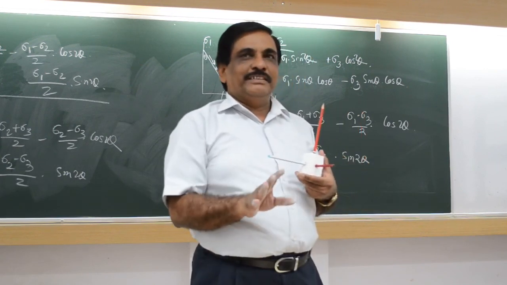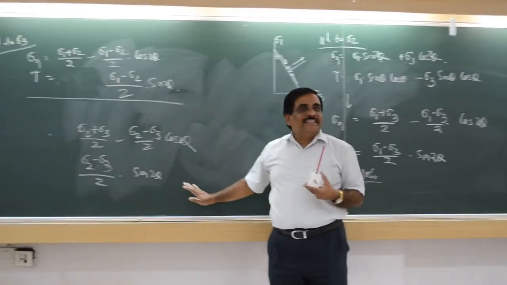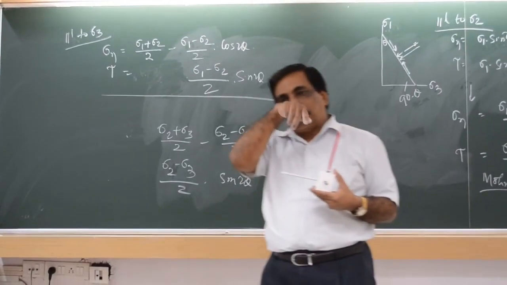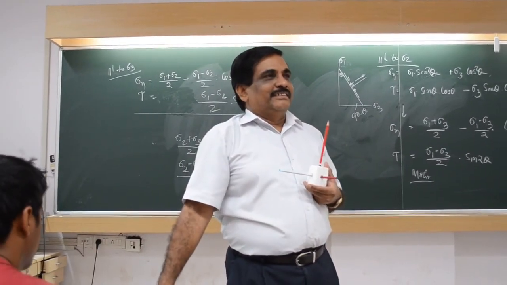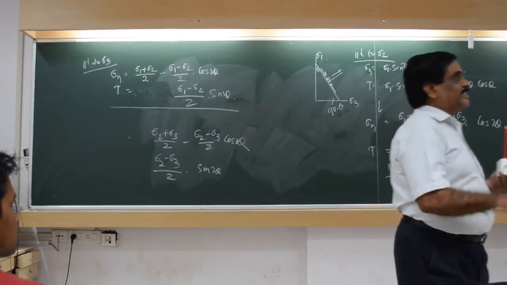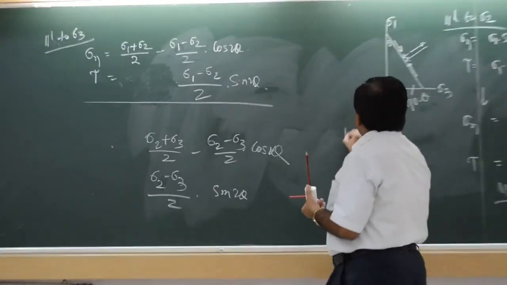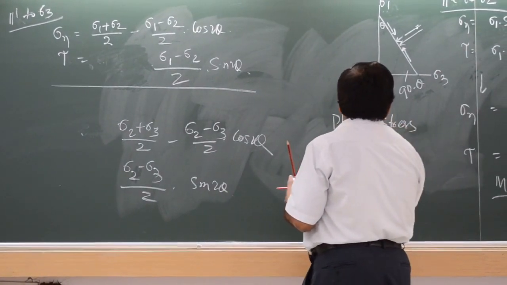Follow this point. These three equations tell us these are the planes which are parallel to one principal stress axis and cutting the other two principal axes. If this is the situation, it is called plane stress. That means the plane is parallel to one stress axis.